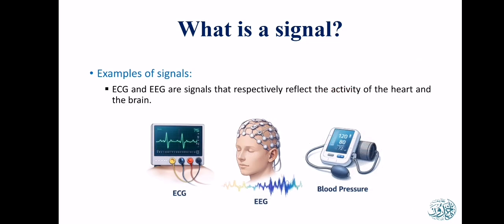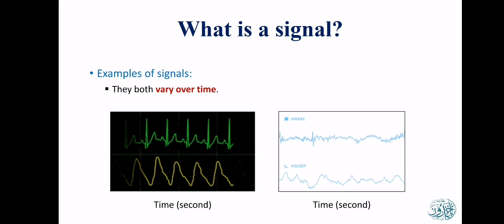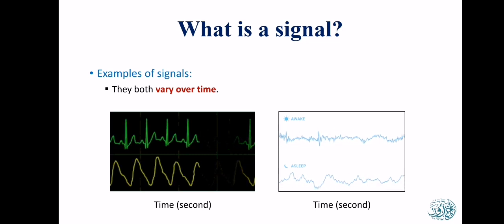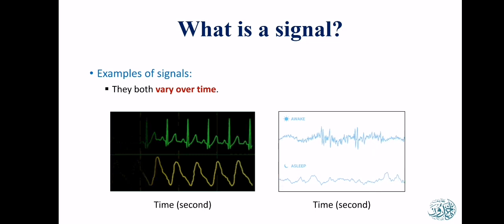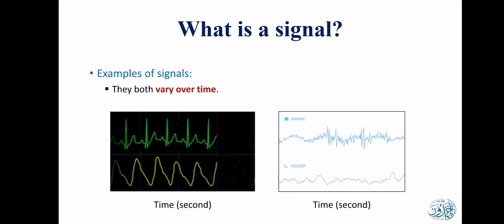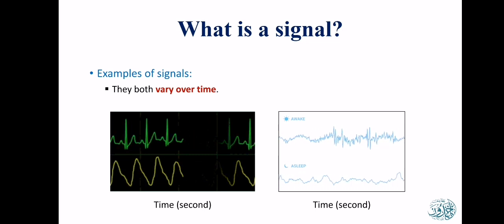Other kinds of signals are electrocardiograms and electroencephalograms. They are also signals. They reflect respectively the activity of the heart and the brain. And you can see that they also vary over time. And from them, we can determine whether these organs are functioning normally or not. So once again, we observe a time-dependent variation, and this variation carries meaningful information.